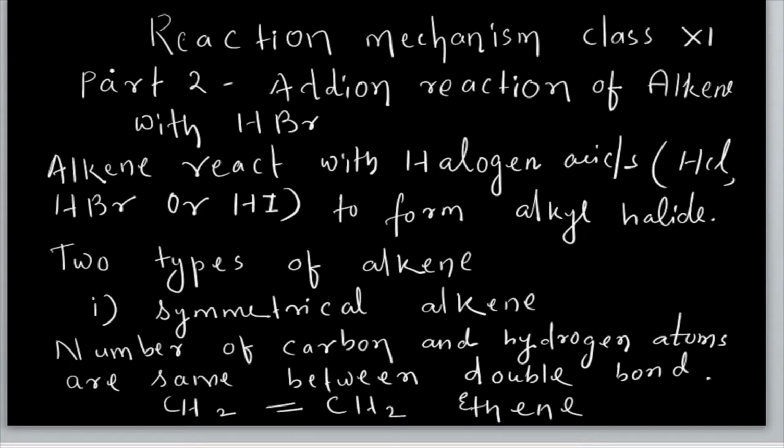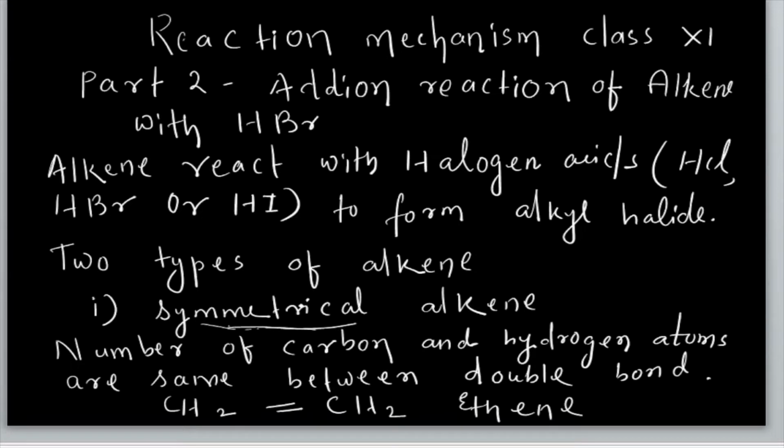Very important here, HBr, HCl and HI all will react, but the hydrogen bromide, or HBr, is very important, which reacts with different types of alkene to form alkyl halides. Here you can see there are two types of alkenes. One is symmetrical alkene, and the other one is unsymmetrical alkene.